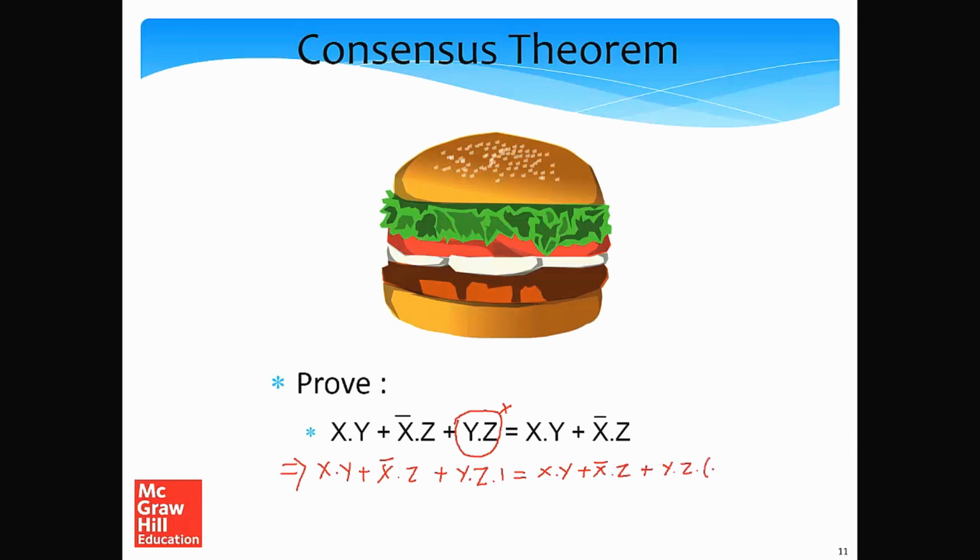So in this case, the term 1 can be replaced with x or x bar. So we are essentially doing this to ensure that y and z can be eliminated. So what have we done? We have essentially said that any number ANDed with 1 is itself, any number meaning any Boolean number. And now we have replaced the term 1 with x or x bar.